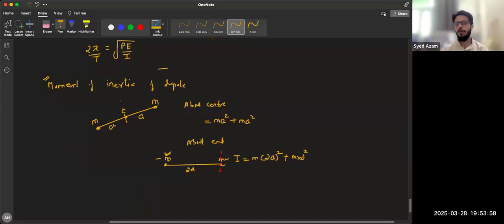This is the most crucial part, the moment of inertia. Always check in the question whether you're supposed to calculate moment of inertia about the center or about the end. Both are different values. And instead of 2a, in some questions the length of the dipole L is given.